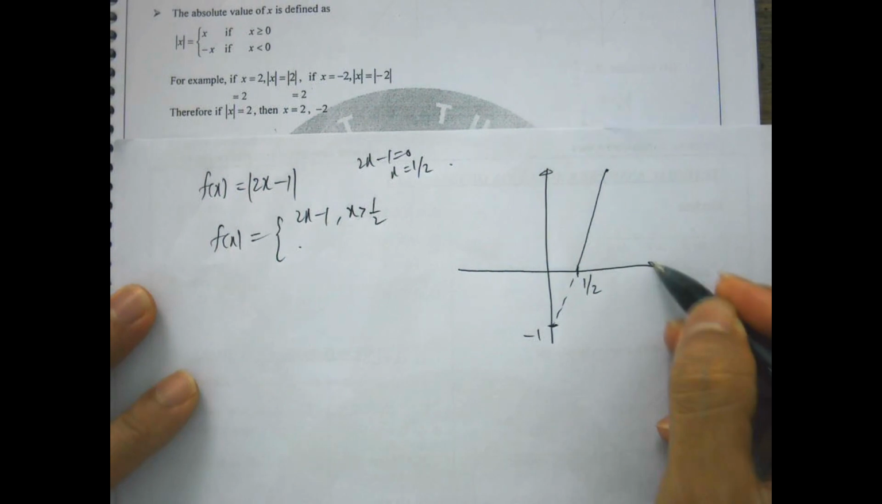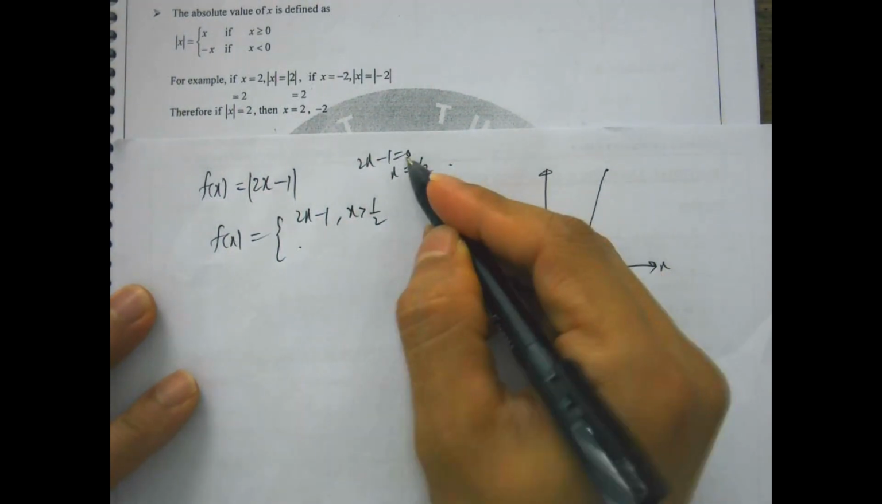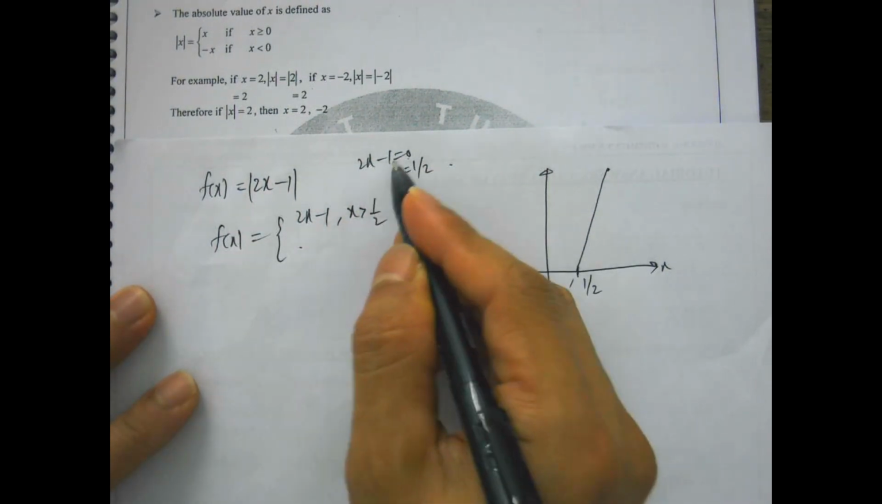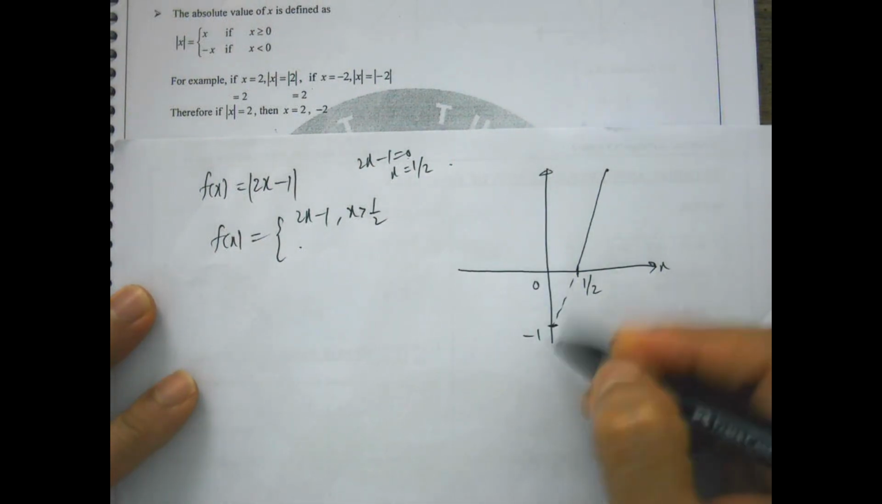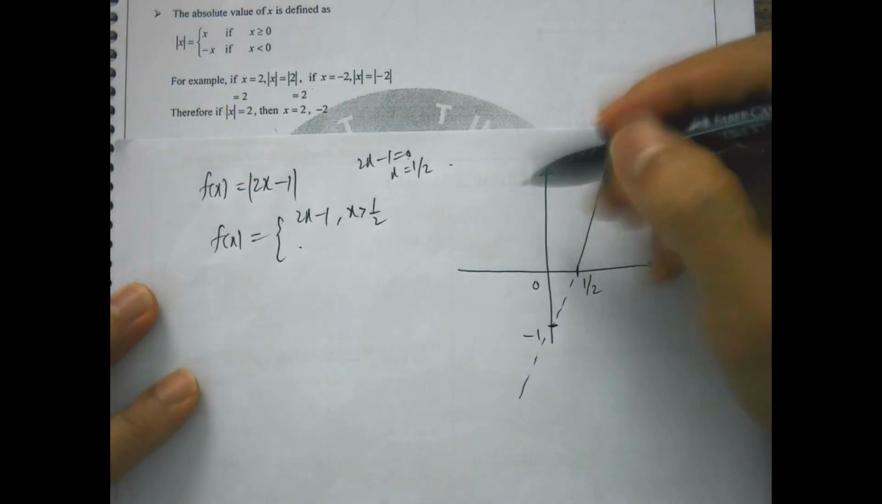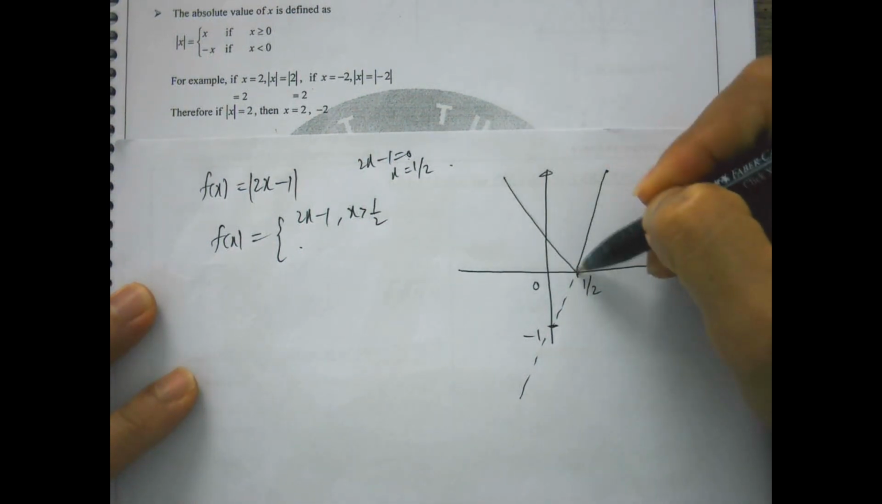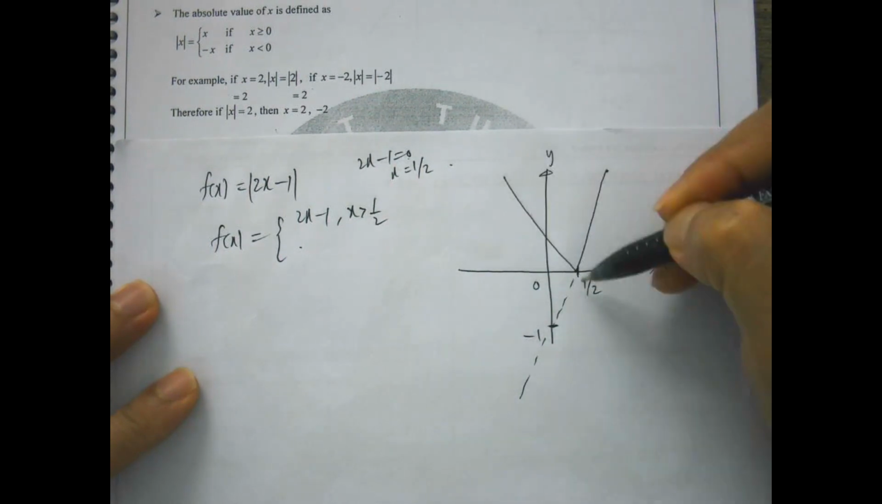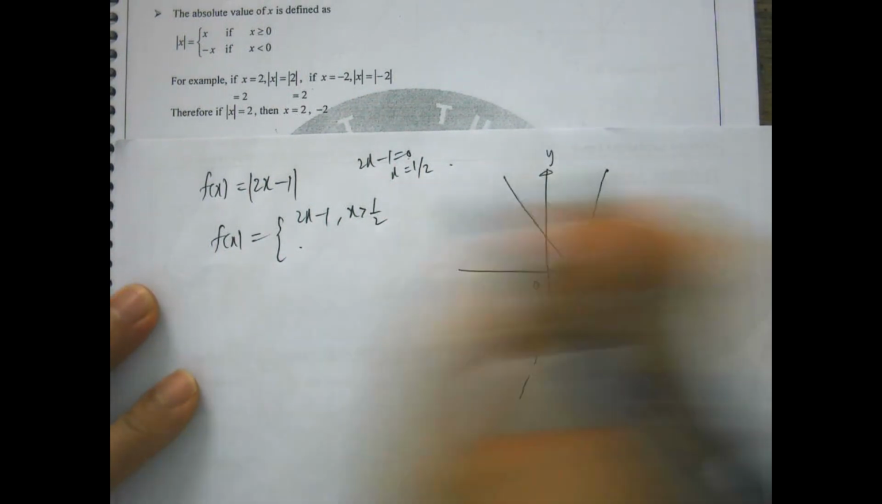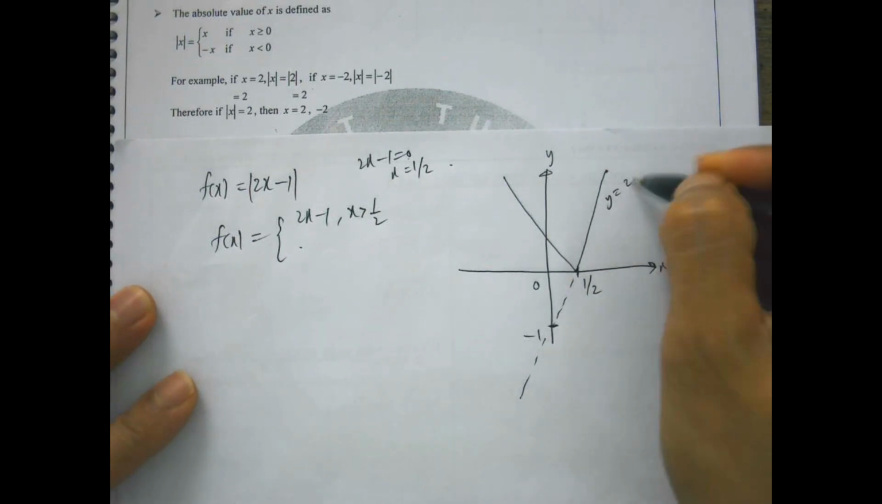How do I get half? I let y be 0, f(x) and y are the same. I let it be 0, I get x equals to half. Now the moment you modulus, this part here is reflected upwards. So the graph goes like this, because all the negative values now become positive. So it has a V shape here.